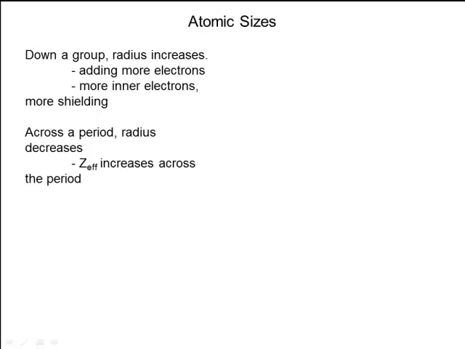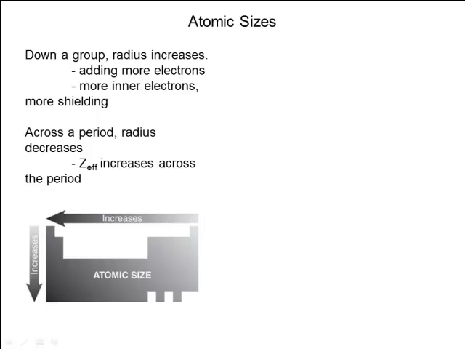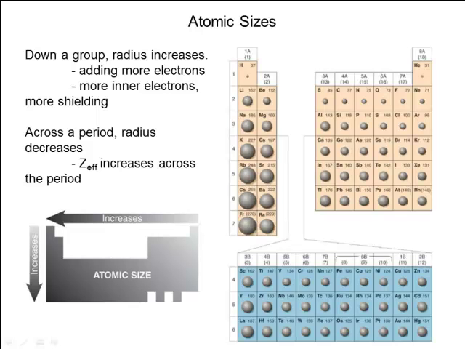Larger Z effective means we have more attractive force, which pulls those electrons closer towards the nucleus, which makes a smaller atomic size. Okay, so keep those trends in mind. I'm going to increase in size as I go down a group, and I'm going to increase in size as I go from the right-hand side of the periodic table to the left-hand side of the periodic table.